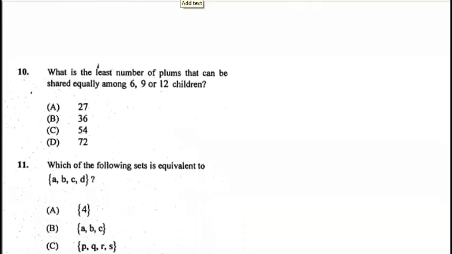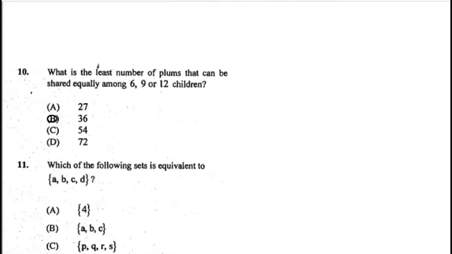Number 10. What is the least number of plums that can be shared equally among 6, 9, or 12? What is the question asking you for? The question is asking you, what is the LCM, the lowest common multiple, least, lowest, and we're looking for the number of plums that can be shared equally, the multiple among all 6, 9, or 12 children. So you need to write the multiples of 6, multiples of 9, multiples of 12 up to a point and look for the lowest common multiple. And when you do that, you'll realize that the answer is B, which is 36.